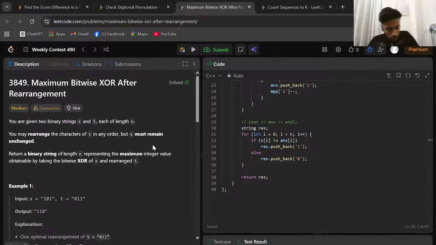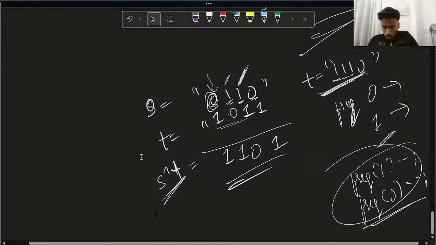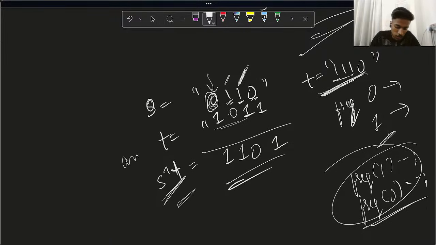And finally, what you need to return was, so you want to return this value, S XOR T. The answer contained this value. I'm sorry, like I told you this. No, the answer contained this T, like the rearranged T. What should be the rearranged T? So this was the answer.